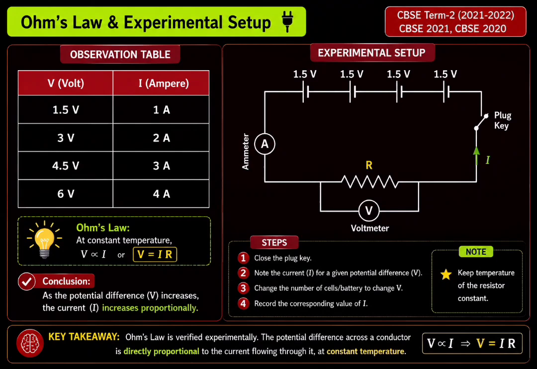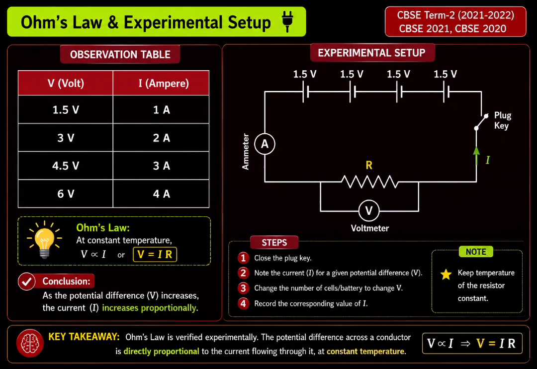Conclusion: from the observations, we find that as the potential difference increases, the current also increases proportionally. Therefore, V ∝ I or V = IR. This verifies Ohm's law experimentally.